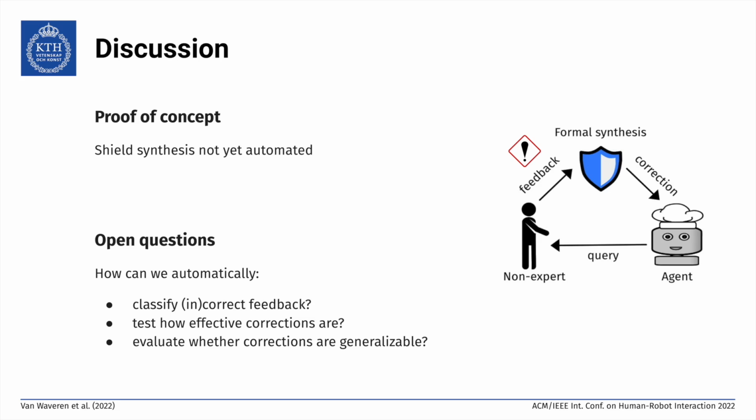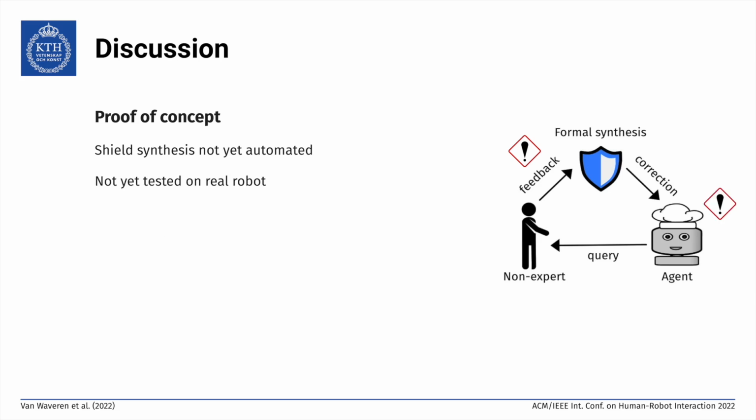Additionally, our results show that incorrect shields might still work well for one specific case, but fail to generalize. We're interested to further investigate how we can automatically test how effective and generalizable corrections are. For example, by validating corrections in a set of benchmark scenarios. Moreover, we conducted simulated experiments, and in next steps, we want to test our approach with the real robot.